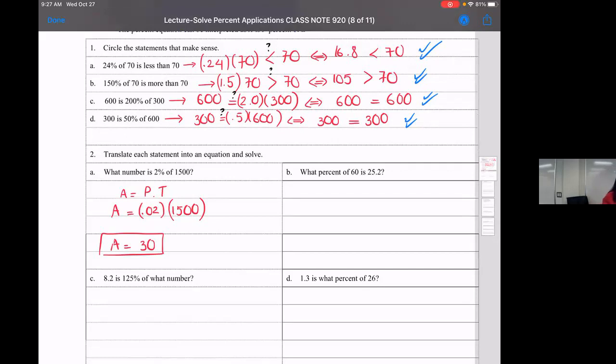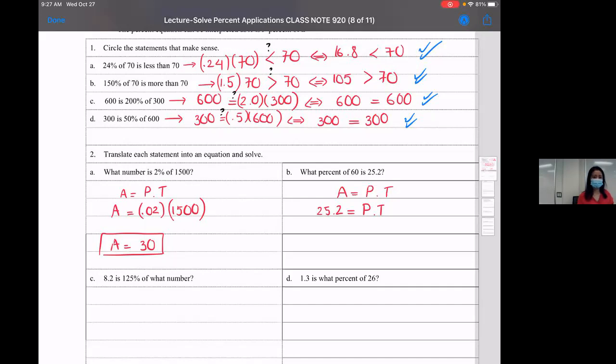All right, B. What percent of 60 is 25.2? So first things first, always write out your formula. Even if on the exam you don't solve the problem correctly, but you write the formula, I'll give you 2 points. Now you fill in what they're asking. Are they asking A, P, or T? P, right? Whatever they're asking, you rewrite the same letter. Just leave P as P, we don't know what it is. Is 25.2 A or T? 25.2 is A. Does anyone have a problem pinpointing which number is which?